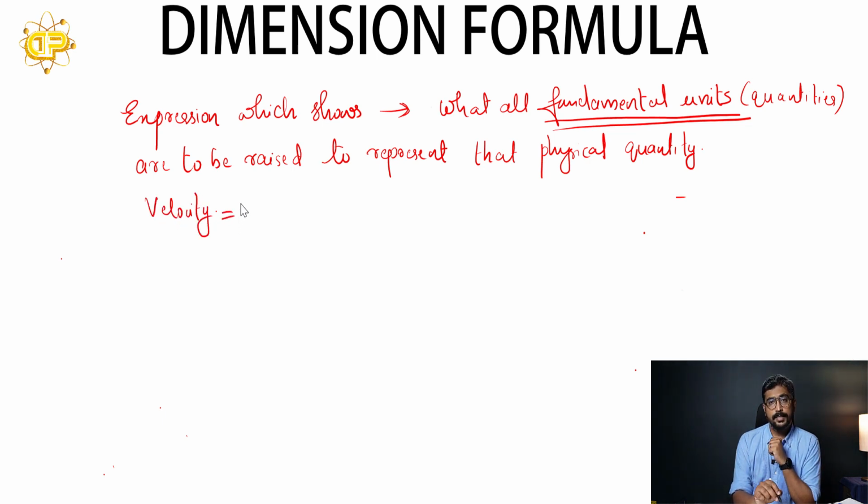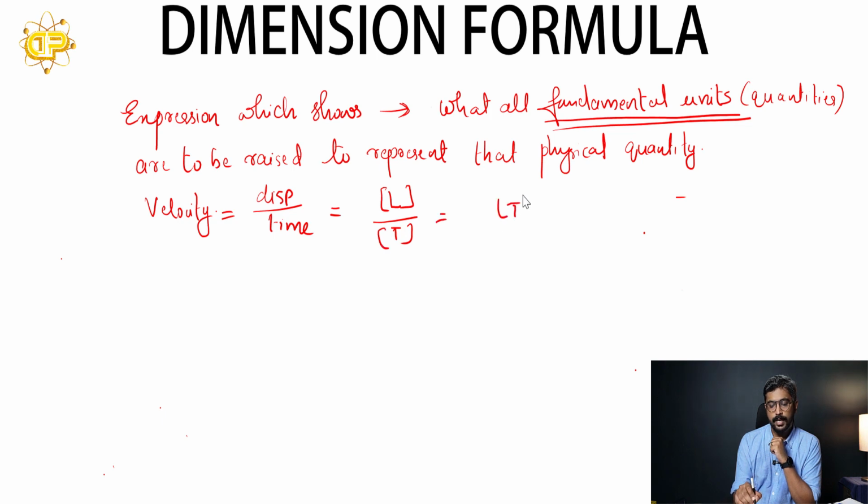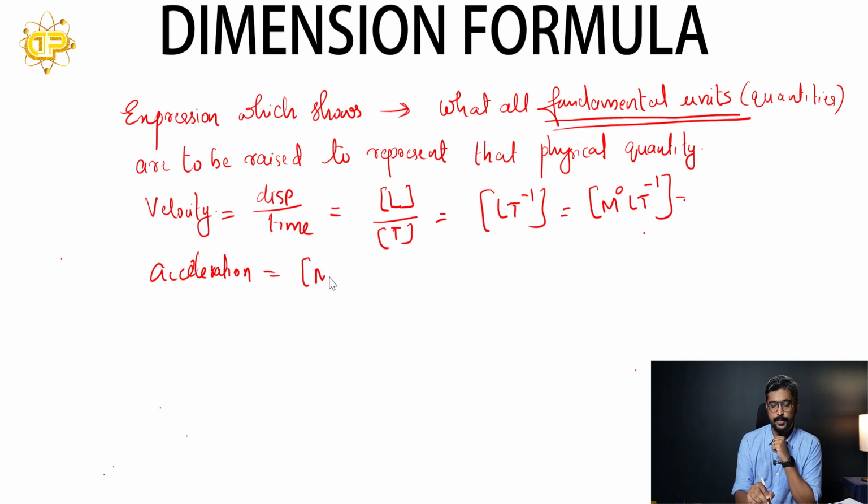For example, taking from the basics, the same example of velocity: velocity is displacement by time. So here displacement is nothing but L and T, and you will get L T raised to minus 1, and more precisely I will write M raised to 0, L T raised to minus 1. And in the same way acceleration, which we got in the previous session, is M raised to 0, L T raised to minus 2.